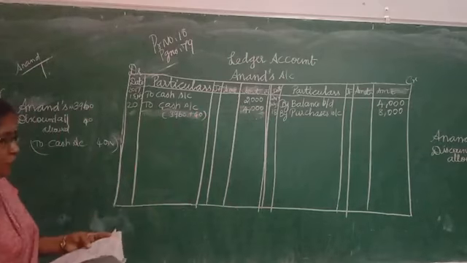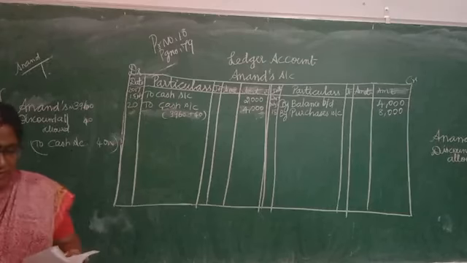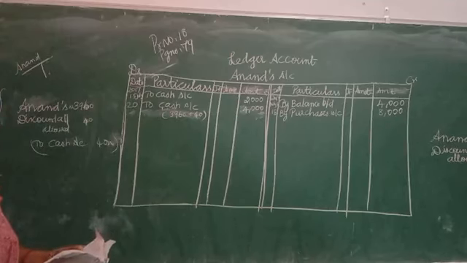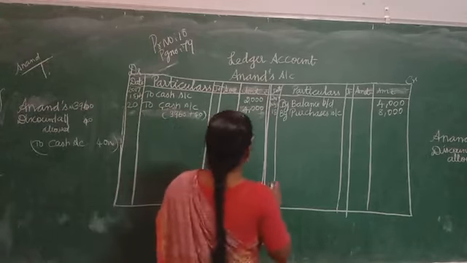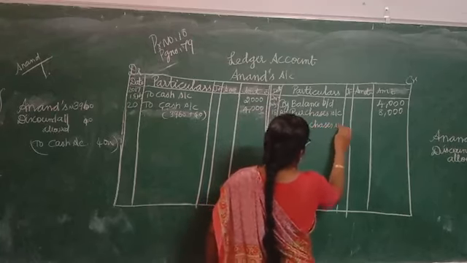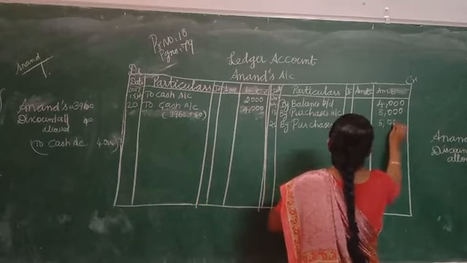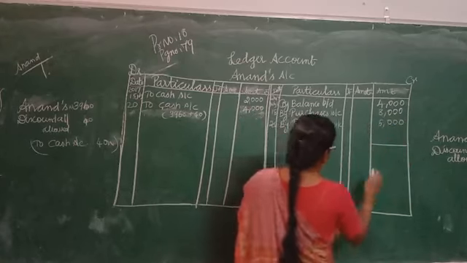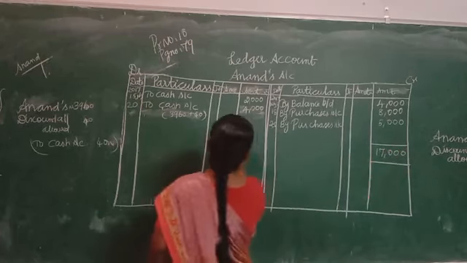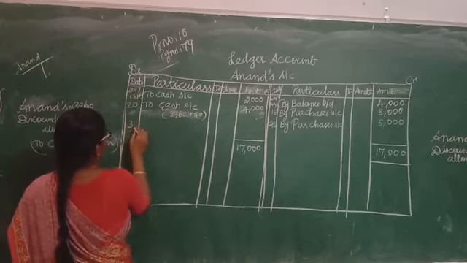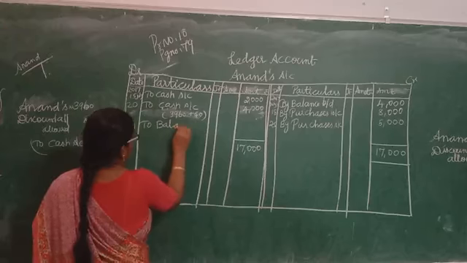So next entry, goods purchased from Anand, isn't it? Already we have completed one entry. What is the journal entry? Purchases account debit to Anand account. By purchases account, amount is 5000. So now let us balance. This side is more, isn't it? So 12 plus 2, 5, 17,000 is coming. July 31, balance carried down.